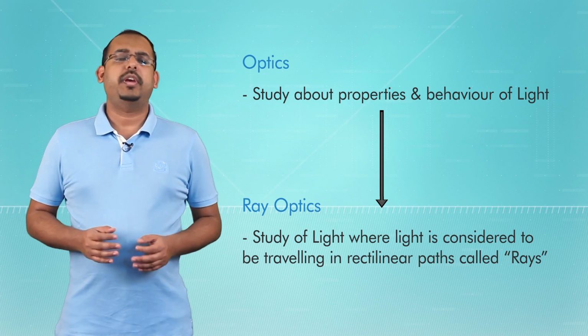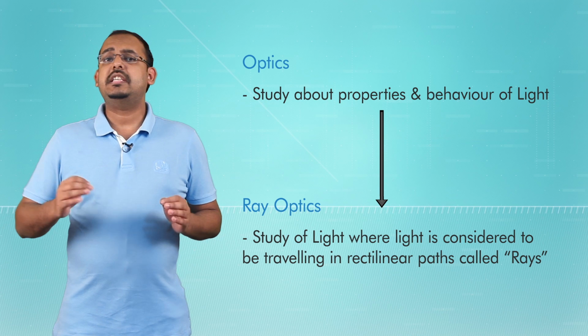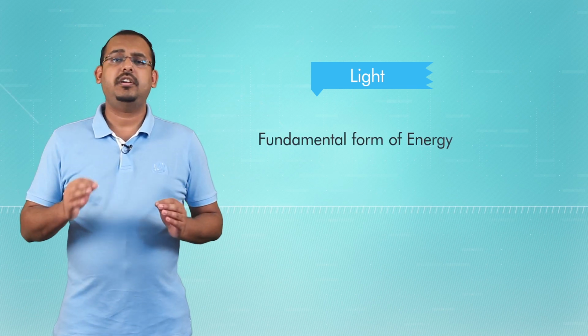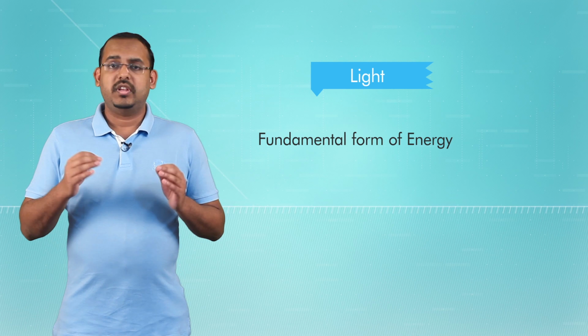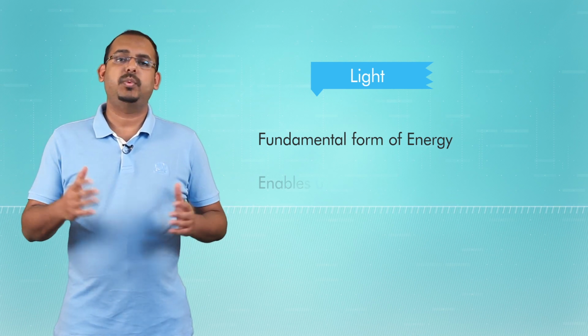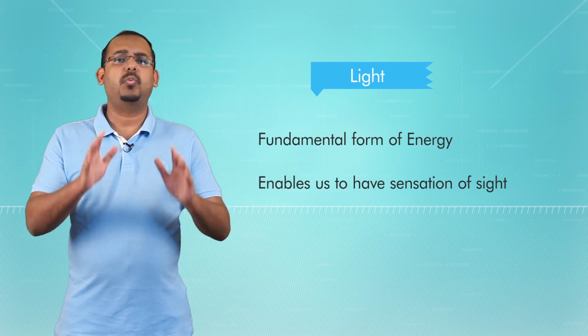Well, before we get into any of the concepts of optics, first let us try and understand why we should study about light. Well, the biggest reason is fairly obvious as well. Light is one of the fundamental forms of energy. Light is the form of energy which enables us to see the world that we live in. Try to imagine a world without light. It's very difficult to do because without the presence of light, we won't be able to see anything.